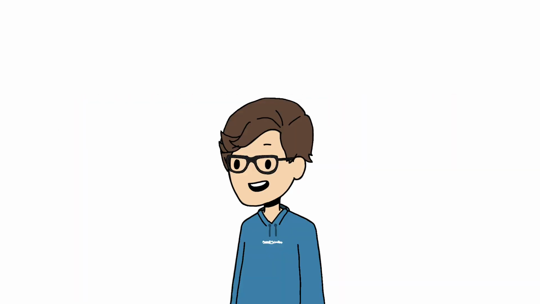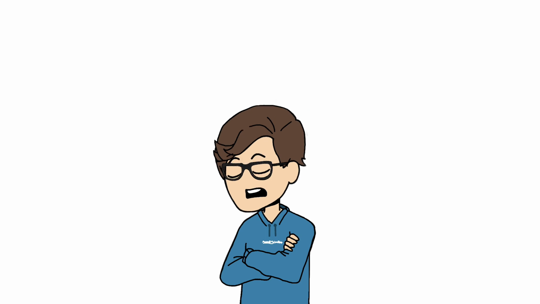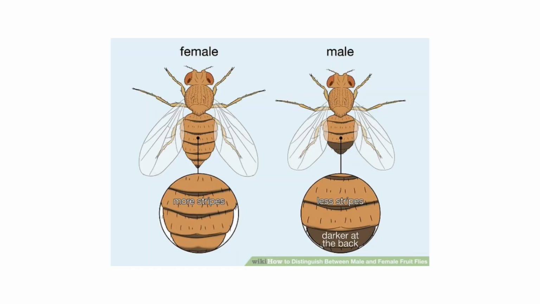Striping. Striping deals with the banding patterns on the abdominal regions of the males and females. With this, in the same way the males have the darker posterior region, female Drosophila have a more distinct banding pattern compared to males. As shown in the picture, generally speaking, this just looks like more stripes going across the female's body.